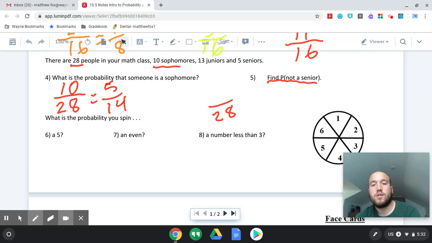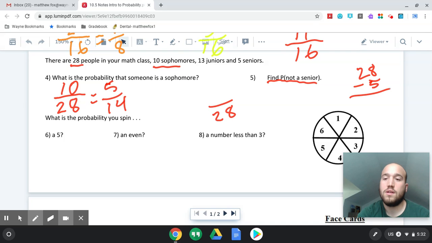And for not a senior, you can either take the total 28 minus the seniors. So you could do 28 minus the 5 seniors and you'd get 23. Okay, and put that on top. The other way you could do it, if you're not a senior, you're a sophomore or junior. Sophomores are 10, juniors are 13. 10 plus 13 gives us 23. So either way, we get 23 over 28.